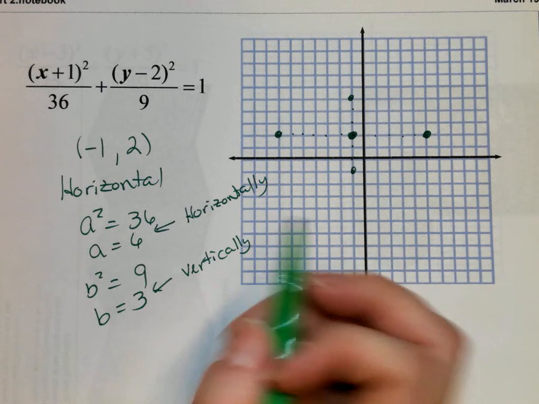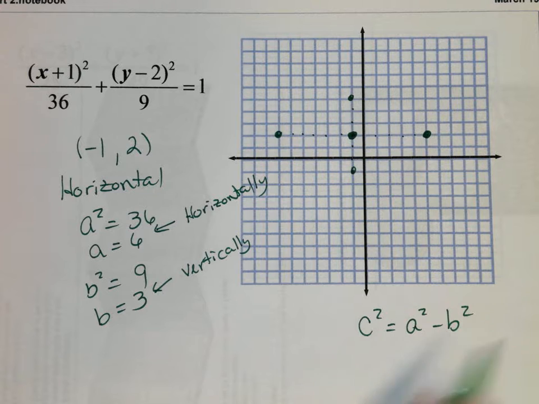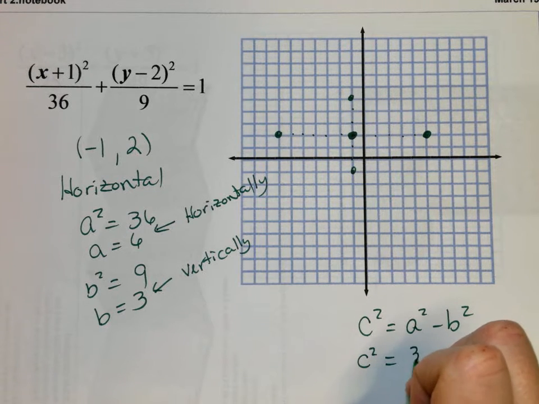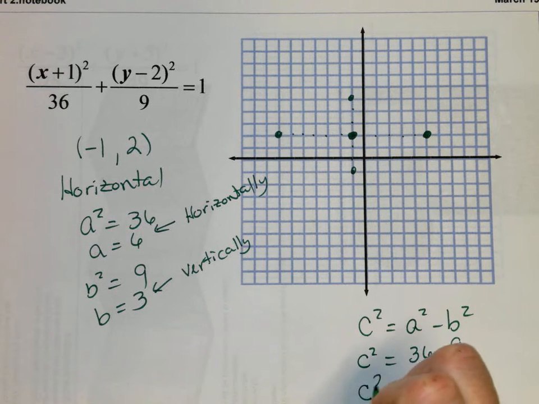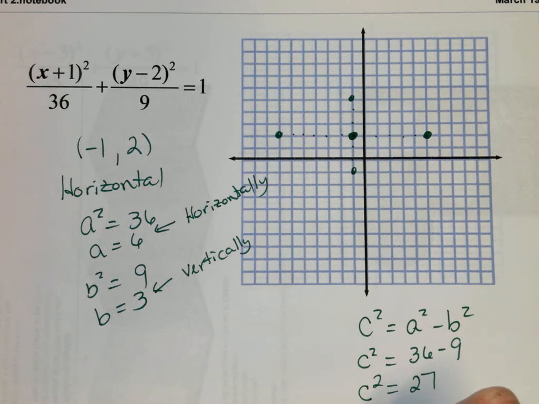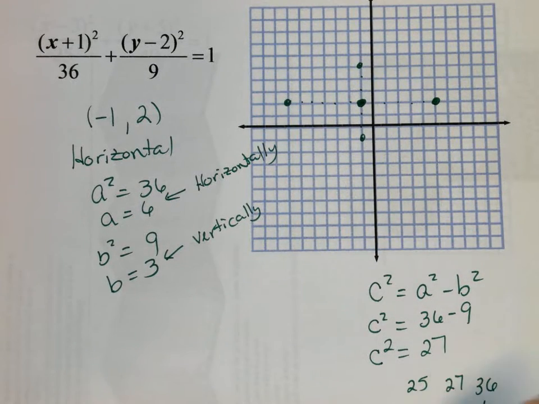Now all I'm missing are my foci, and that equation was c squared is a squared minus b squared. So c squared is 36 minus 9, which I believe is 27. And again, I have to do a little bit of math here. 27 is close to 36, and on the other side of it is 25. So 25, 27, 36. Taking the square root of this, I get 5. Taking the square root of this, I get 6. And the square root of 27 will be somewhere in between, somewhere between 5 and 6, but really closer to the 5.